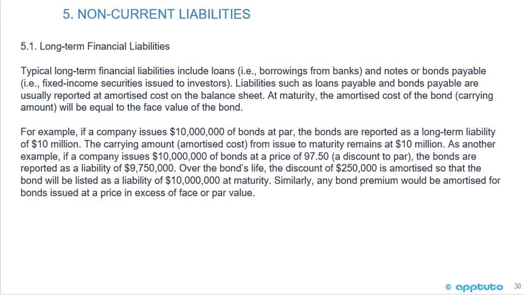As another example, if the company issues $10 million of bonds at a price of $97.50, a discount to par, the bonds are reported as a liability initially at $9,750,000. Over the bond's life, the discount of $250,000 is amortized so that the bond will be listed as a liability of $10 million at maturity. Similarly, any bond premium would be amortized for bonds issued at a price in excess of face or par value. And we're going to look at that in more detail on the next few slides.